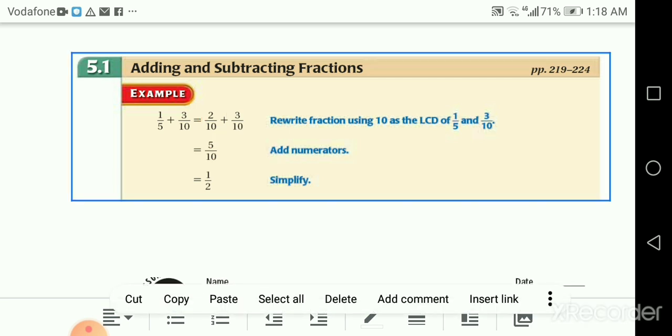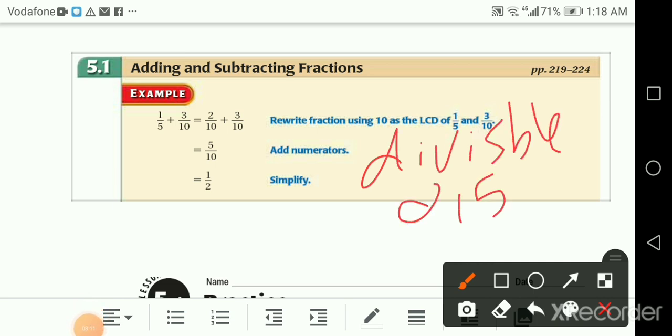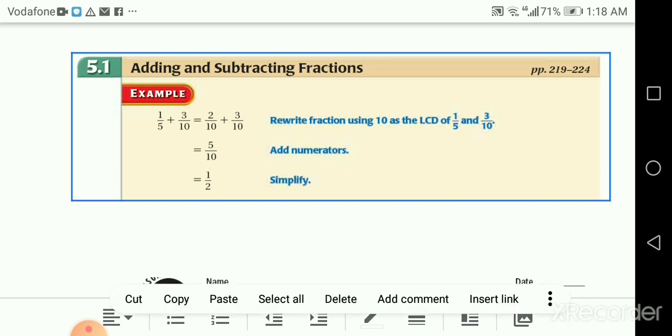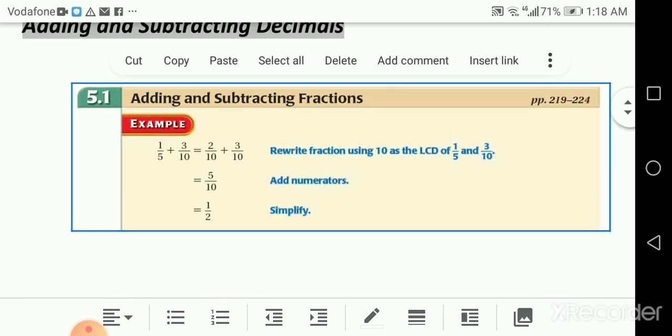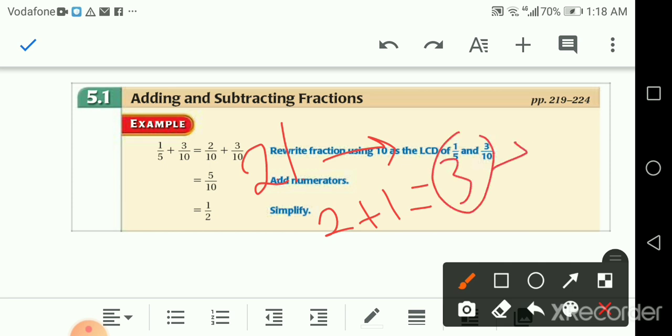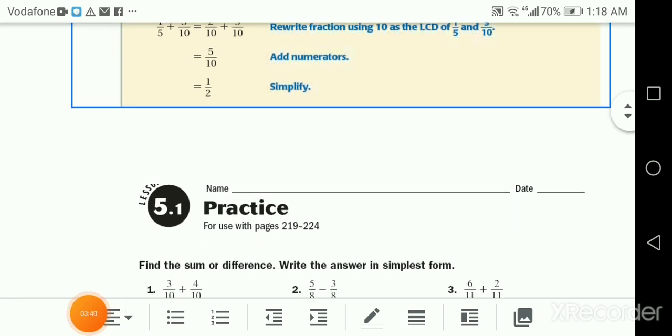Okay, I want to tell you something now. Divisible by 5 means that the ones digit is 0 or 5. Divisible by 2, the ones digit is even. Remember, divisible by 3, the sum of the digits. For example 21, is it divisible by 3 or not? I add 2 plus 1, it's 3, and 3 is in table 3, so it's divisible by 3. We're going to talk about this later.